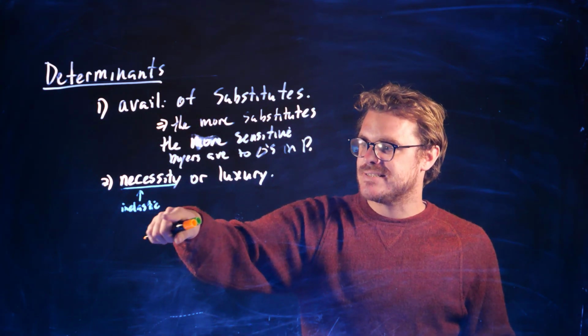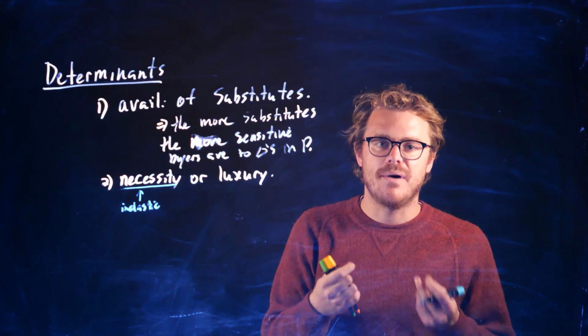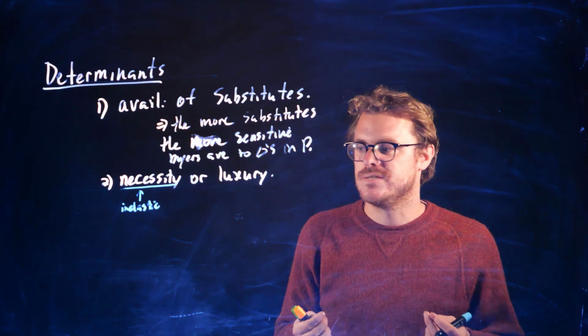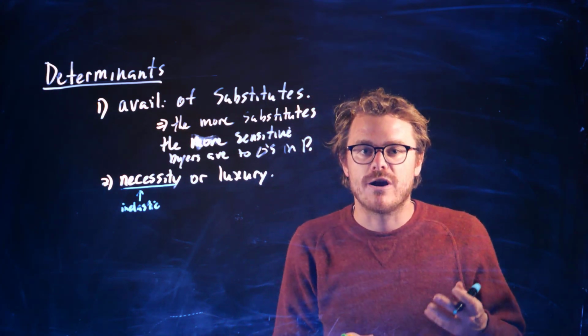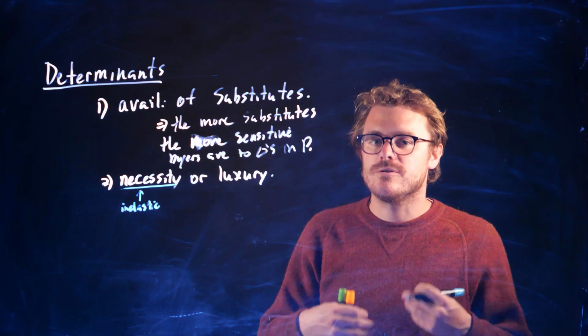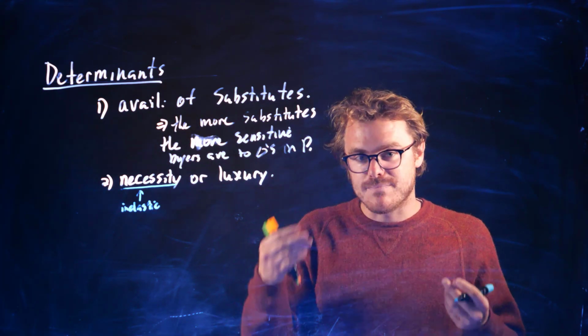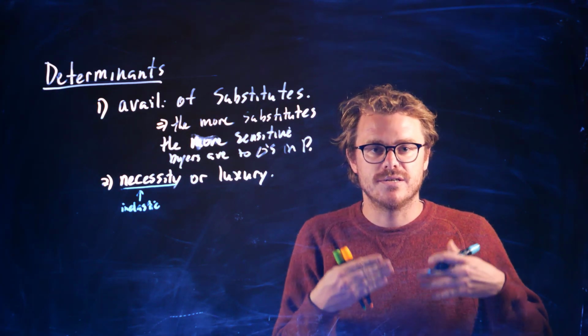People are going to be less sensitive to price changes with goods they need to buy, because they need to buy those goods. Insulin, again, is an example of this. You see prices of insulin skyrocketing in the States. People still are going to purchase it because the demand for insulin is so inelastic, because people need to be able to consume insulin.